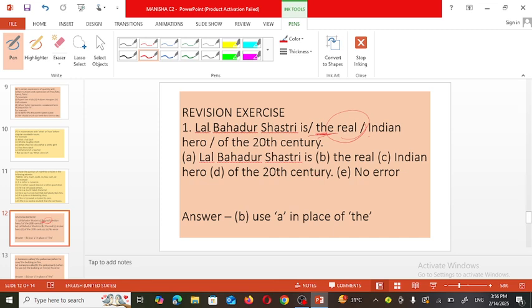The sentence should be Lal Bahadur Shastri is a real Indian hero of the 20th century. Here article the must be there with 20th century because we specify the century, which century it is, the 20th century. So article the, the definite article, must be there with this century. But article the won't come with this adjective real. It should be a before real. Now let's see the next example.